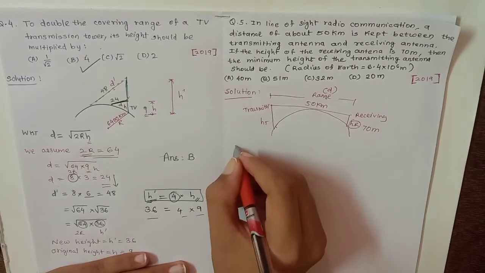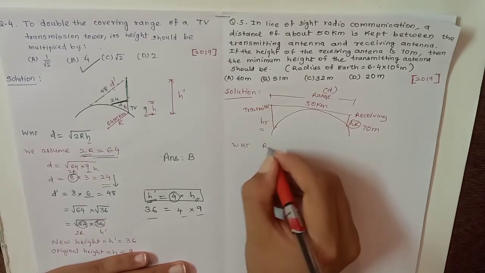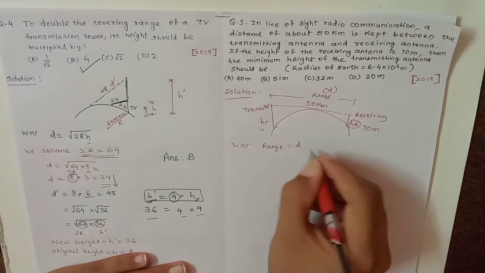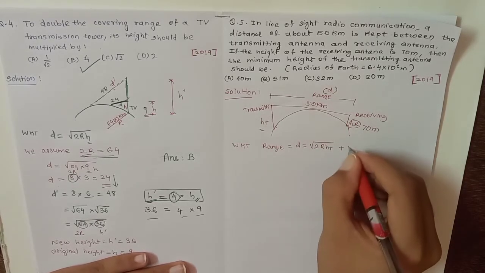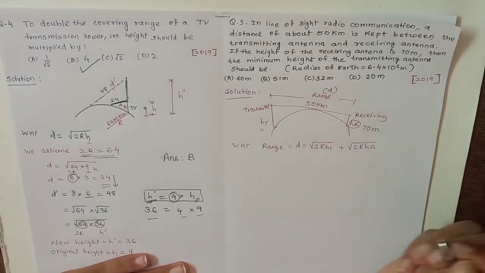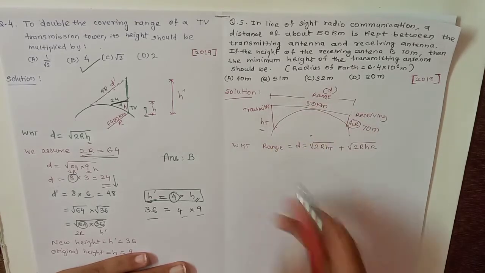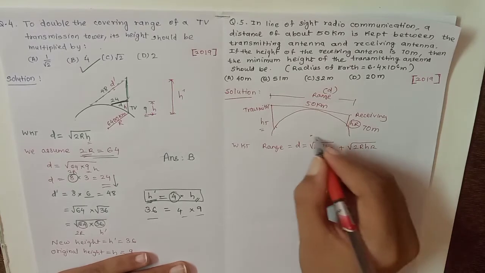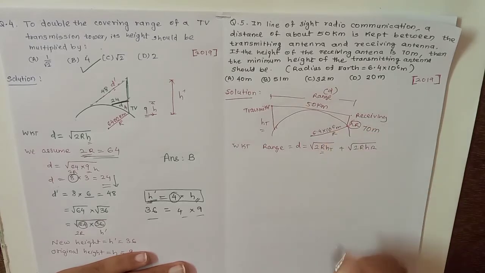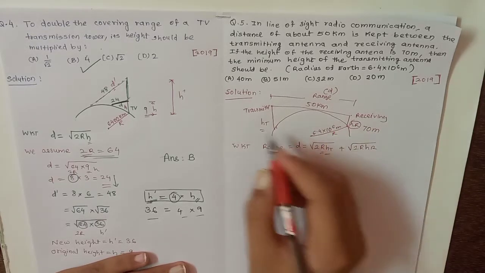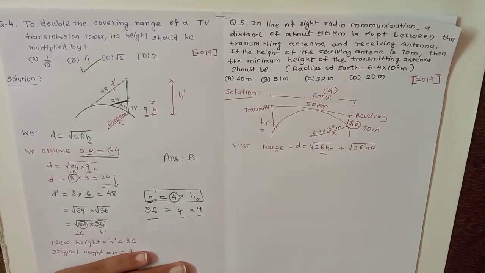So to find the height of the transmitting antenna, we know that range D is equal to square root of 2RHT plus square root of 2RHR. What is D? D is the range, which is given to be 50 km. What is R? R is the radius of Earth, which is given to be 6.4 into 10 raised to 6 meters. HT is the height of the transmitting antenna. HR is the height of the receiving antenna, which is given to be 70 meters.